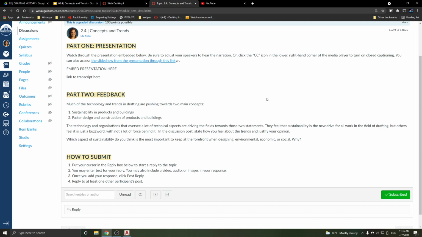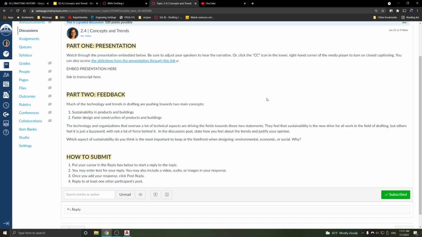So for this little discussion poster presentation, we have seen that a lot of technology and trends of drafting are pushing towards this concept of wanting to make things faster. That's why we've brought in technology like CAD and CNC systems, so that we can push things out faster. And then there's a huge push towards sustainability, having a conscious impact on the environment, on people, and on the economy.